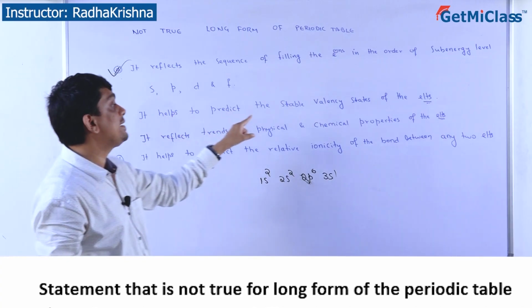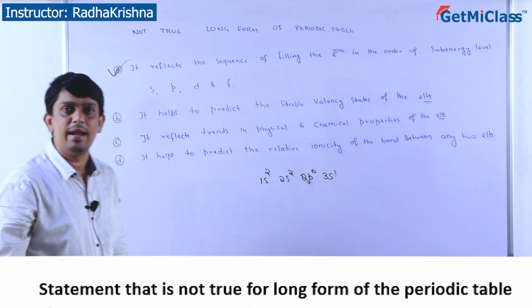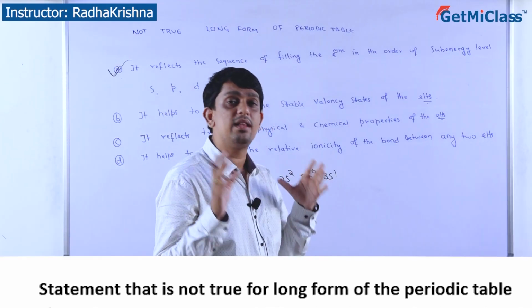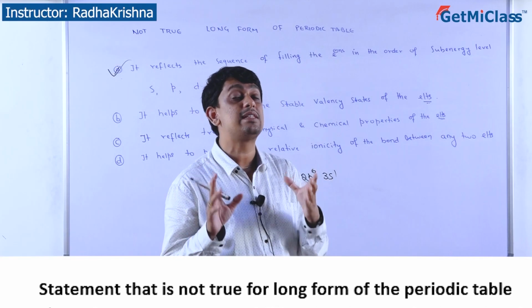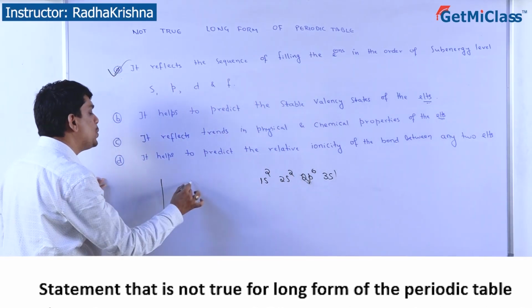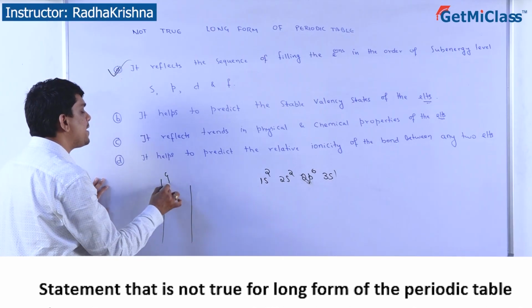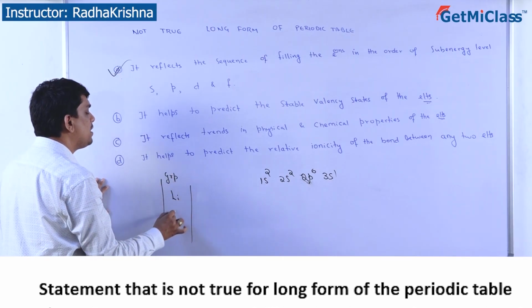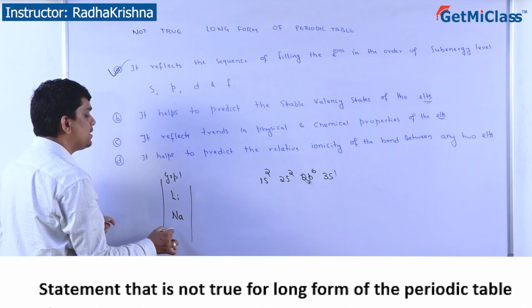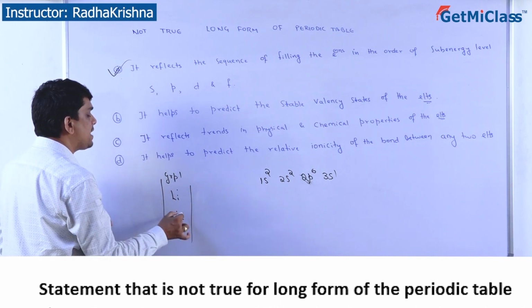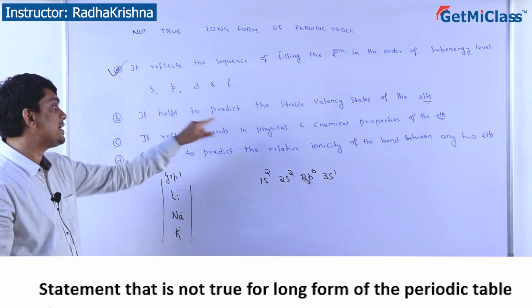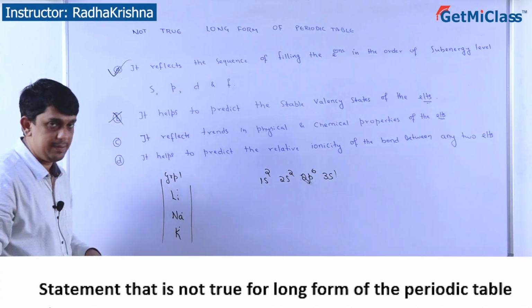Option B: it helps to predict the stable valency states of the elements. You know that in the long form of the periodic table, elements are arranged on the basis of atomic number in such a way that the elements falling under the same group will have the same valence electrons. Like if you look at group 1, lithium, sodium, potassium, all of these have one valence electron. So that is what they are saying. The right statement cannot be the right answer.